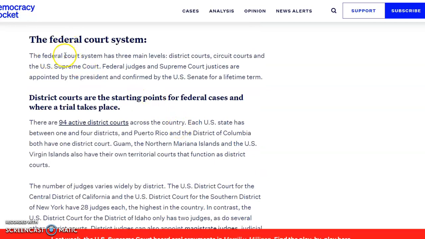I'm going to scroll down, and we see that there's three levels to the federal court system. The first level, if you will, and this is where cases start out and where they initially achieve a resolution, would be our district courts. And as noted in this link, there are 94 district courts in the country. Each state has from 1 to 4 district courts, depending upon population. Rhode Island, for example, has 1 district court. New York, on the other hand, given its large population, has 4 district courts.